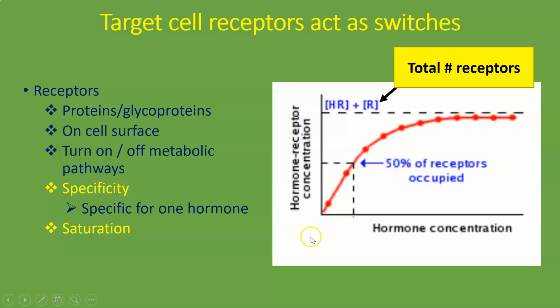This graph is showing us that with not much hormone concentration in the blood, you're going to get about 50% of all receptors being occupied. The straight line at the top is showing us the total number of receptors, and you can see that the hormone receptor concentration starts to level off pretty early in the curve. It's never going to quite reach 100%, but it can get pretty close. So, even with a low hormone concentration in the blood, you're going to get about 50% of the receptors being occupied.